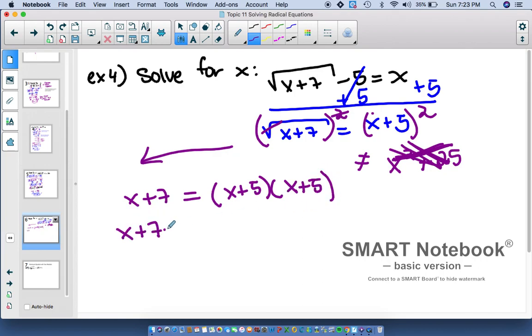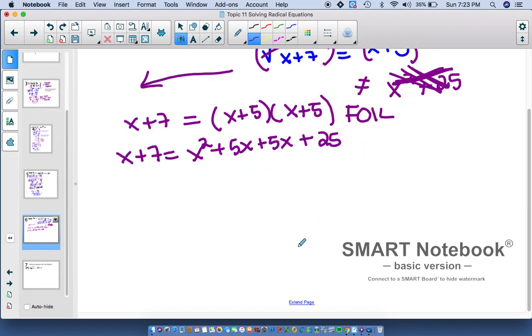So we have to do a FOIL here, okay? First, x times x, x squared. Outer, x times 5, 5x. Inner, 5 times x, 5x. Hopefully this is like second nature to you now. And then finally, last, 5 times 5 is 25. Okay, let's combine like terms. So x plus 7 equals x squared plus 10x plus 25. Good. Okay, so our goal is to solve for x now.